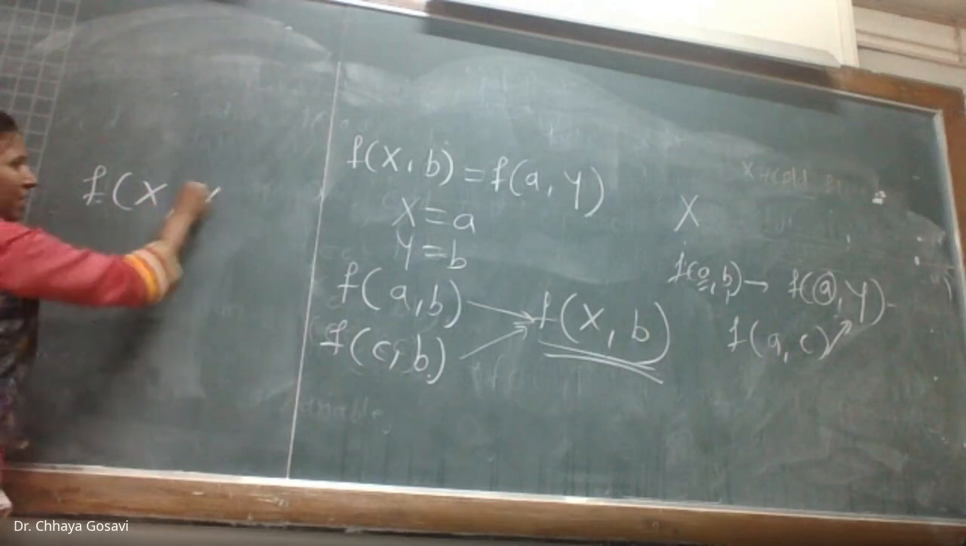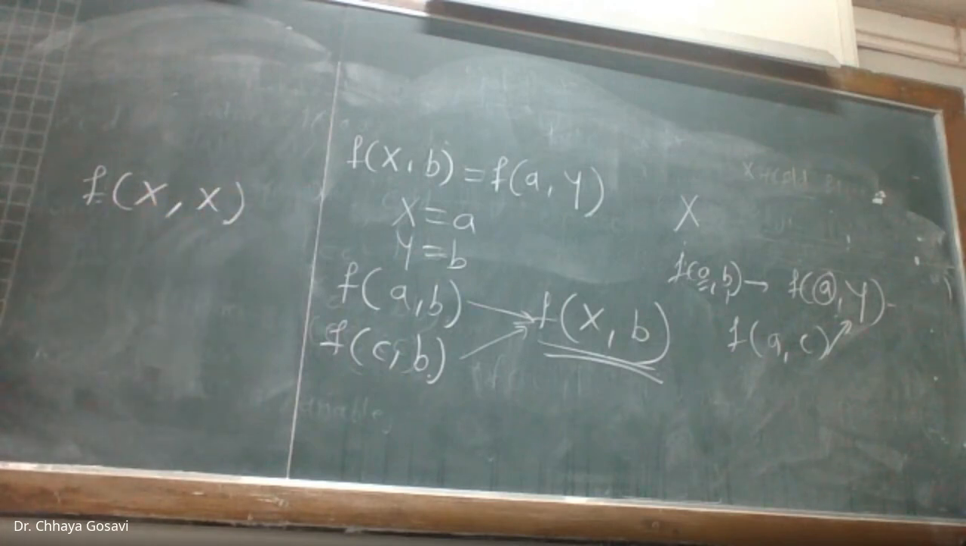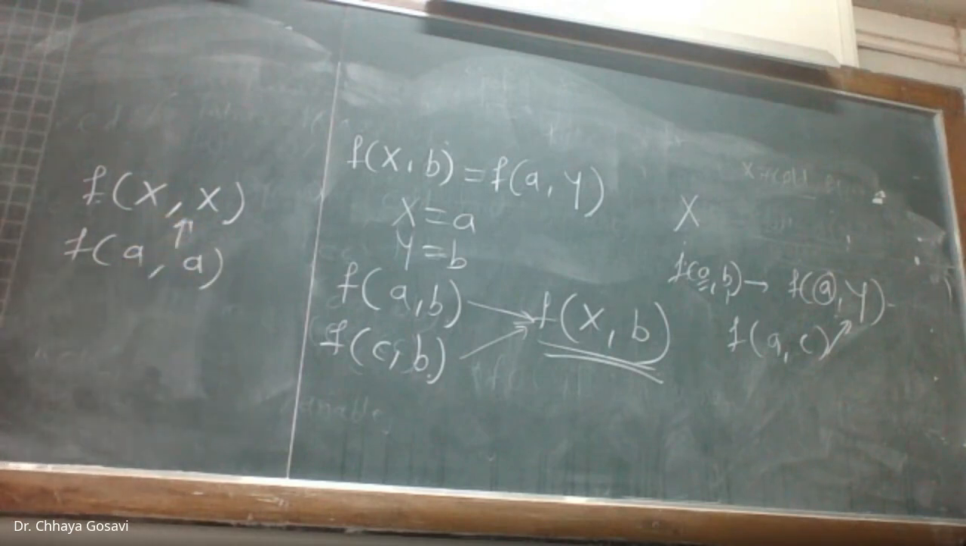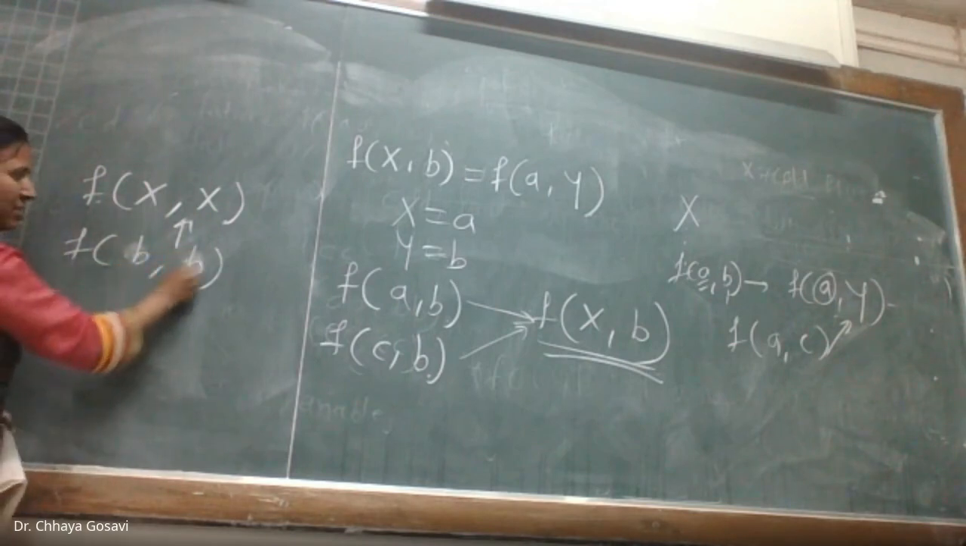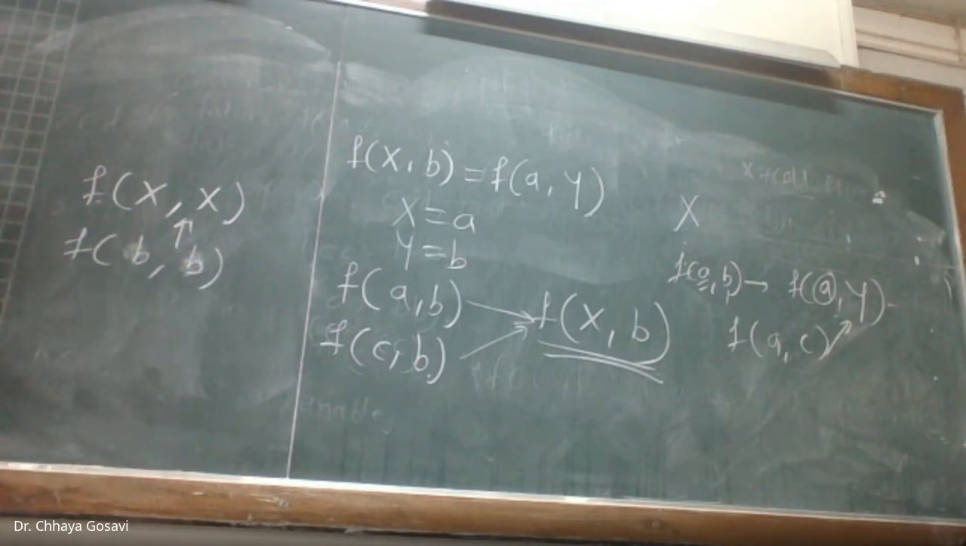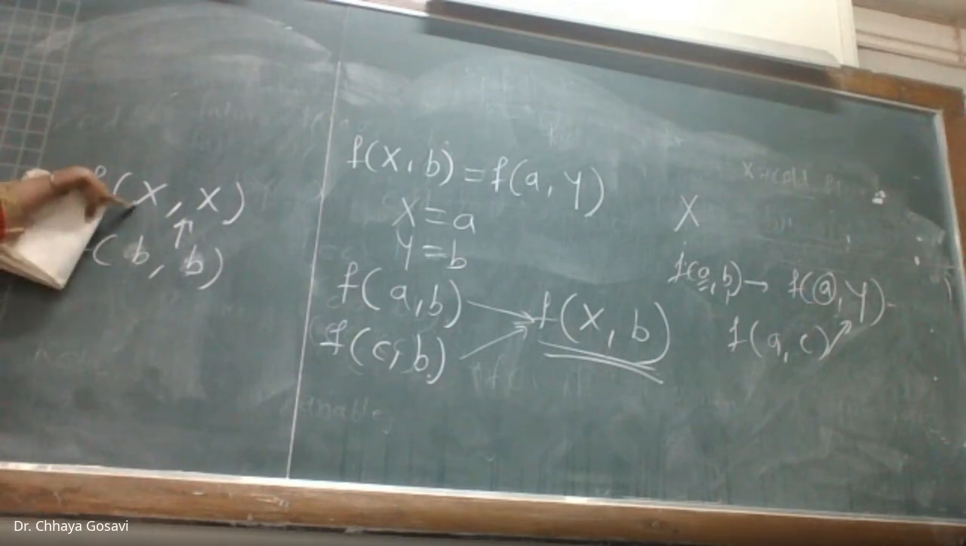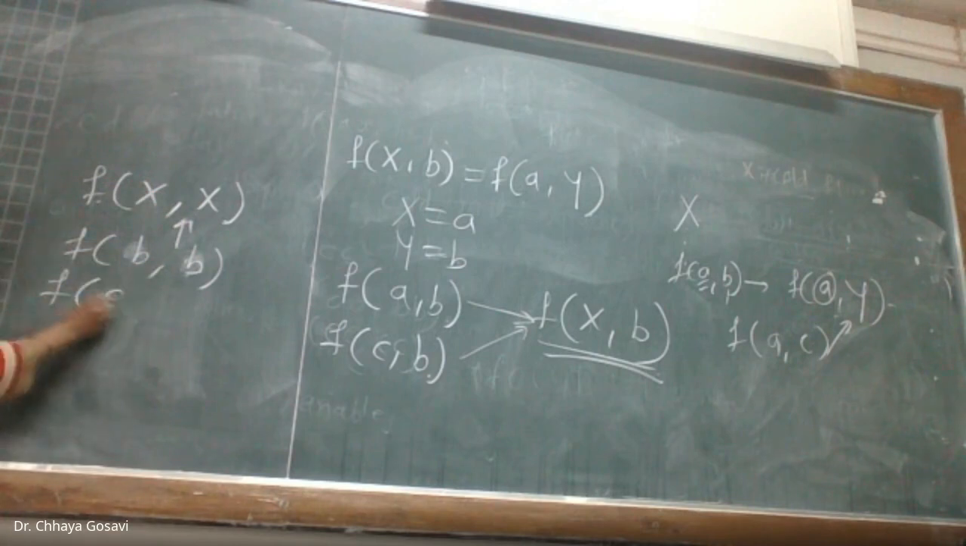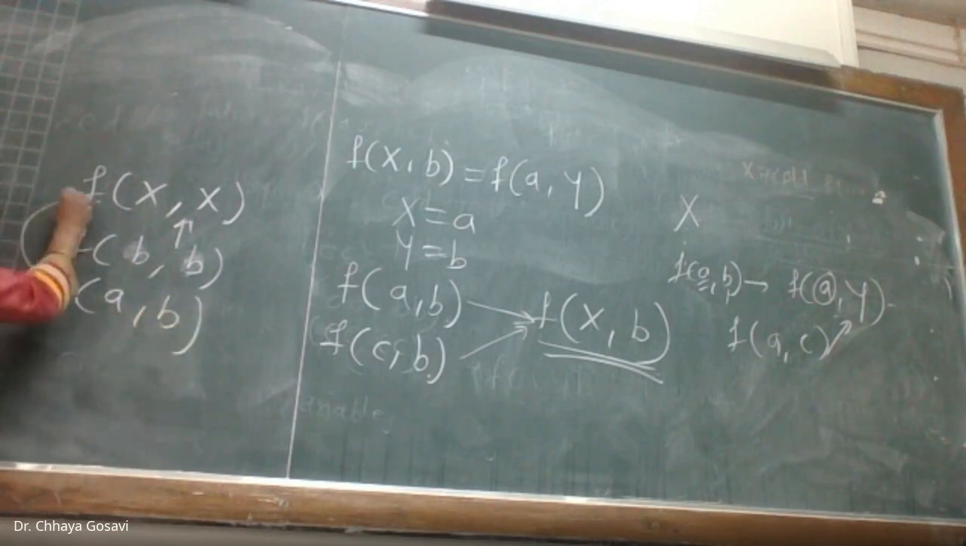Now another example, f(x, x). Can I say that f(a, a) is an instance of f(x, x)? Can I say that f(b, b) is an instance of f(x, x)? If I put x value b, this is also b. But can I say that f(a, b) is an instance of f(x, x)? No. Why?